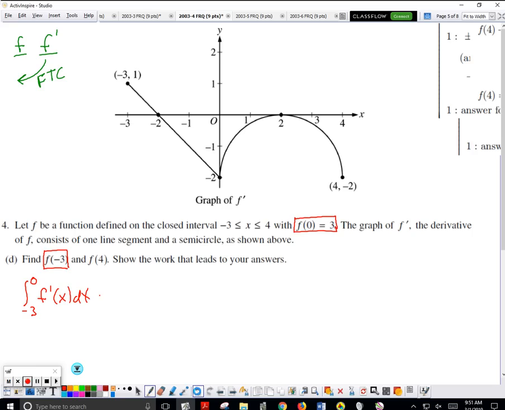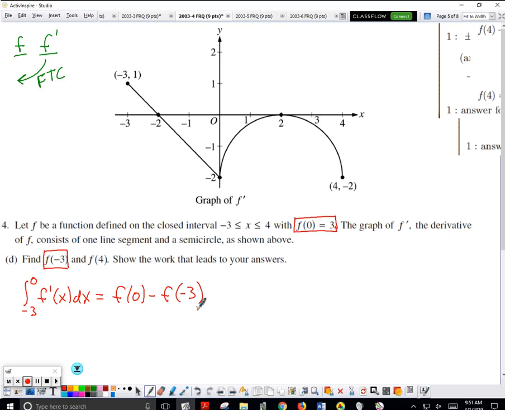That has to equal f of 0 subtract f of negative 3. Trying to solve for f of negative 3. So pebbles for the whole room.